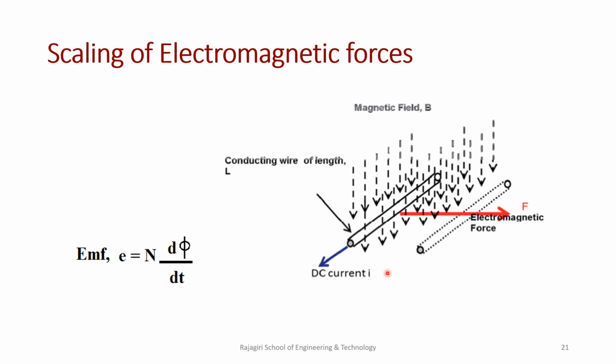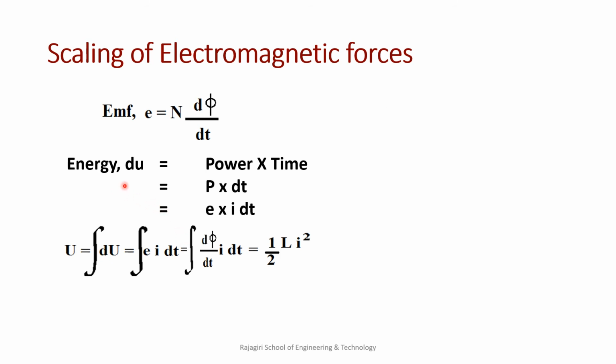The EMF induced in a conductor with n number of turns is given by Faraday's law, where EMF E is given as equal to n into d phi by dt. The incremental electromagnetic energy dU can be expressed as E into I dt. Now, this can be integrated in order to find the value of the total electromagnetic energy U, which is obtained as half L i square. L is the self-inductance of the coil.